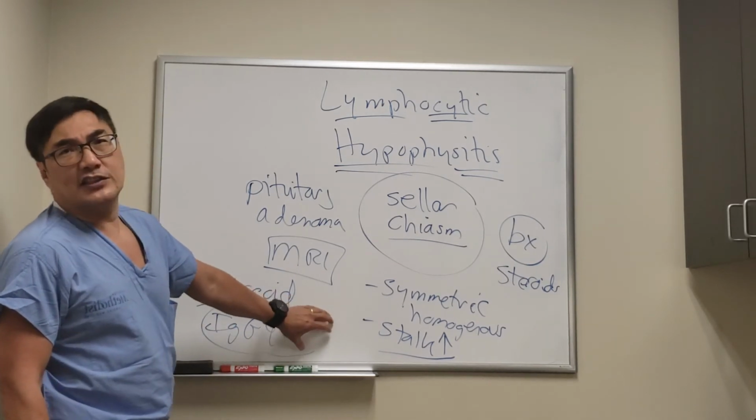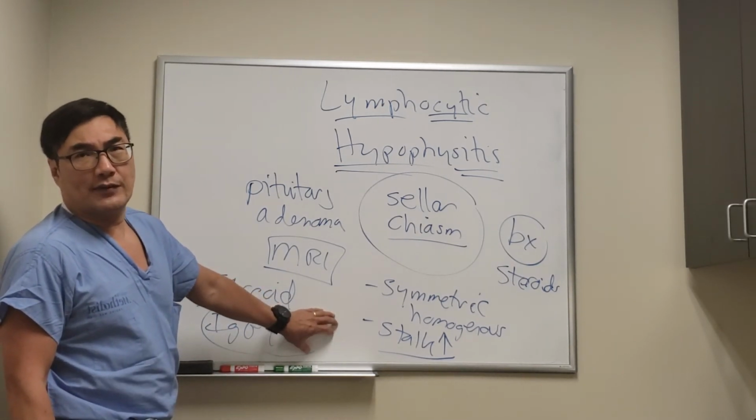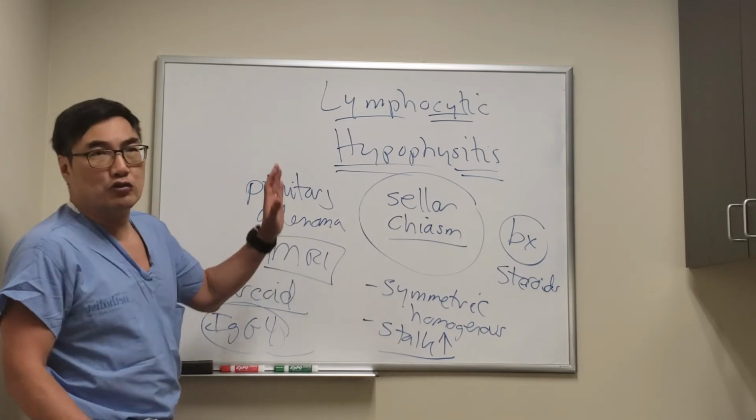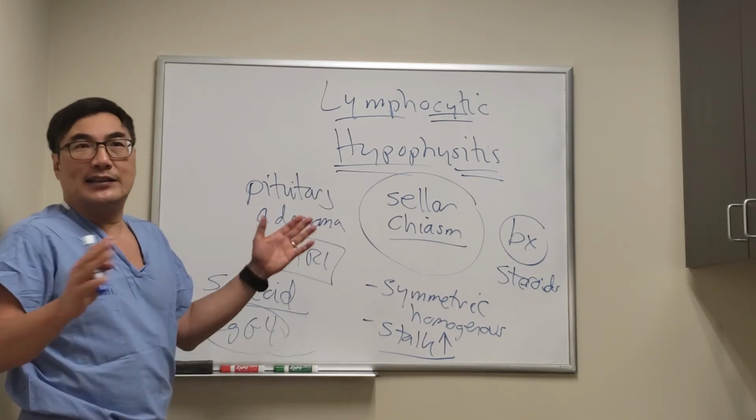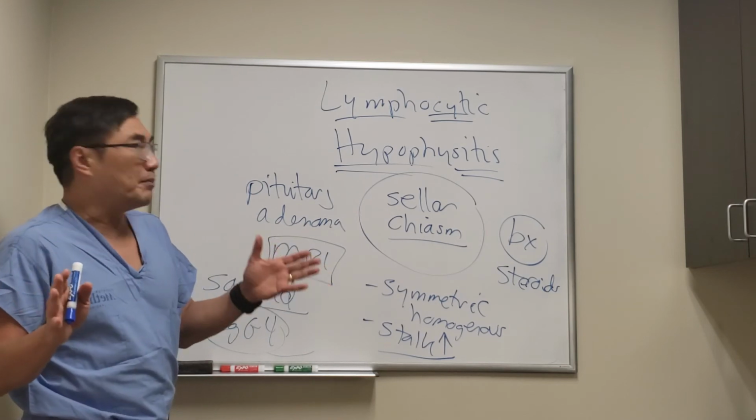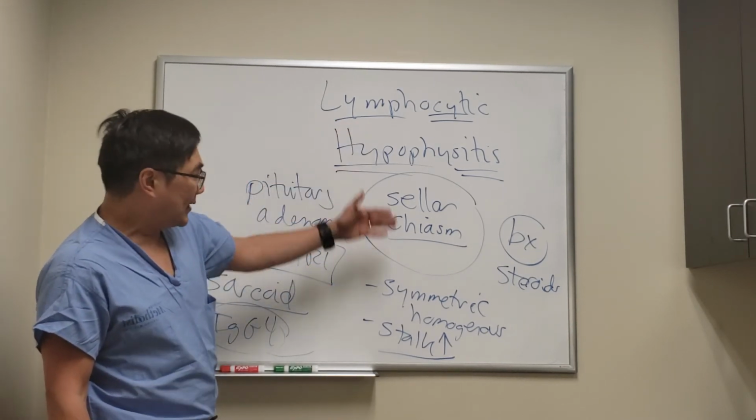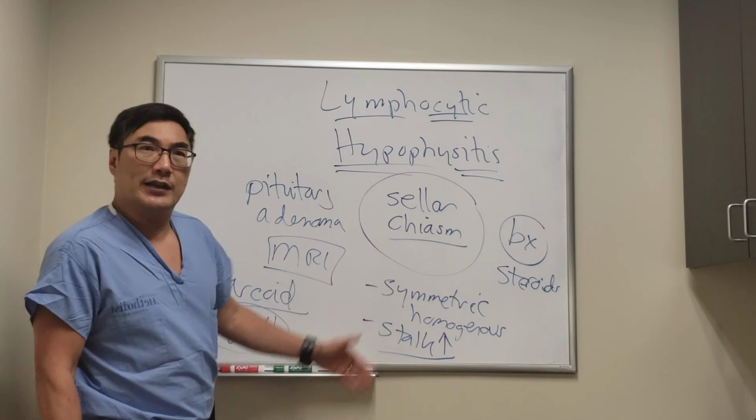And then the infectious and inflammatory conditions also have to be considered in the differential. The usual suspects, we would call that syphilis, ANCA-related disease, all sorts of things that could mimic an infiltrative process at the level of the pituitary gland.